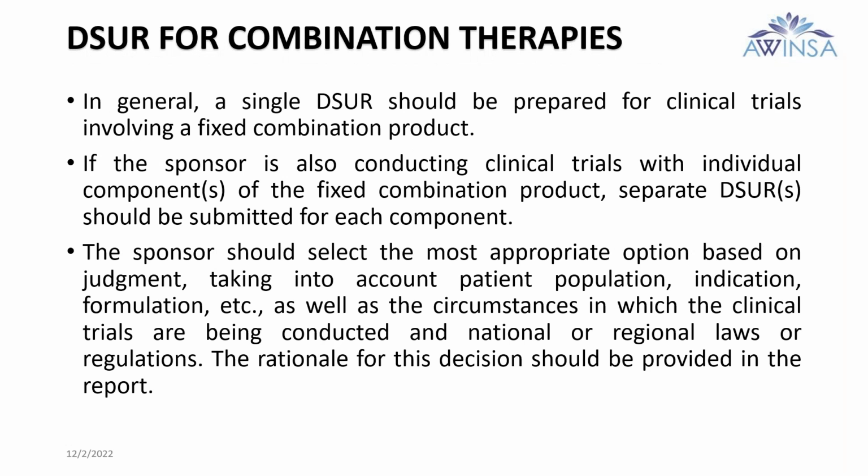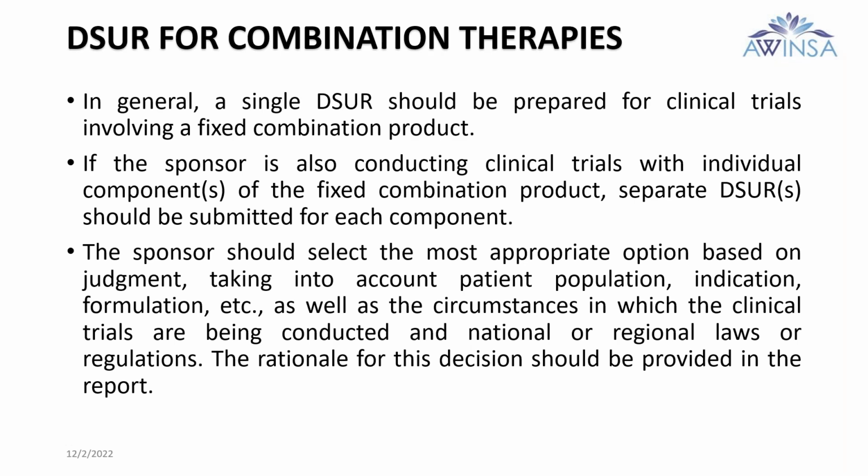So the sponsor should select the most appropriate option based on judgment in case of combination therapies. They should take into account the patient population, indication, formulation, as well as the circumstances in which the clinical trials are being conducted. And the rationale for this decision should always be provided in the report. In general, a single DSUR should be prepared for clinical trials involving a fixed combination product, that is a product consisting of at least 2 active ingredients in a fixed dose that is administered in a single dosage form.